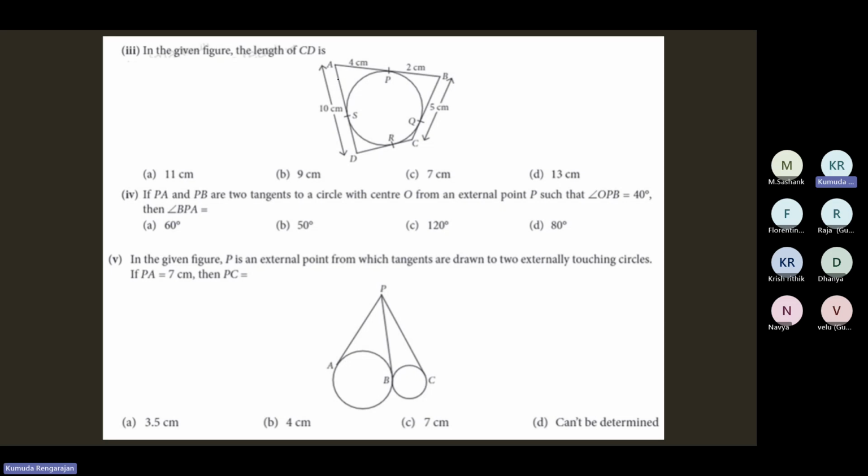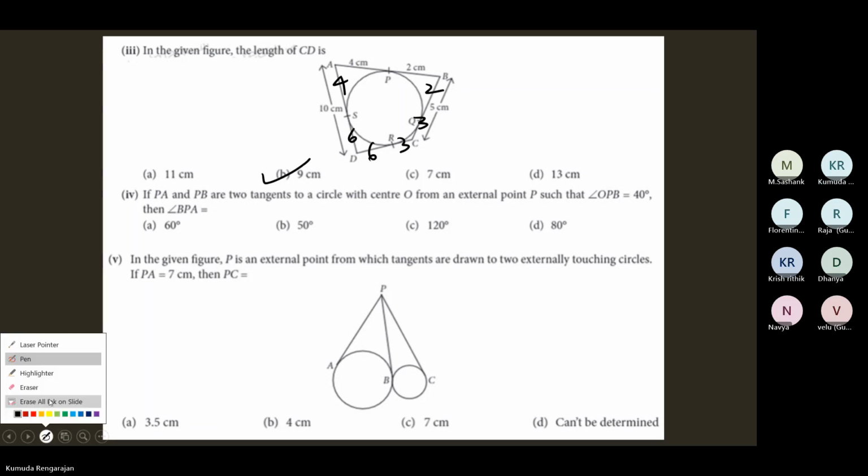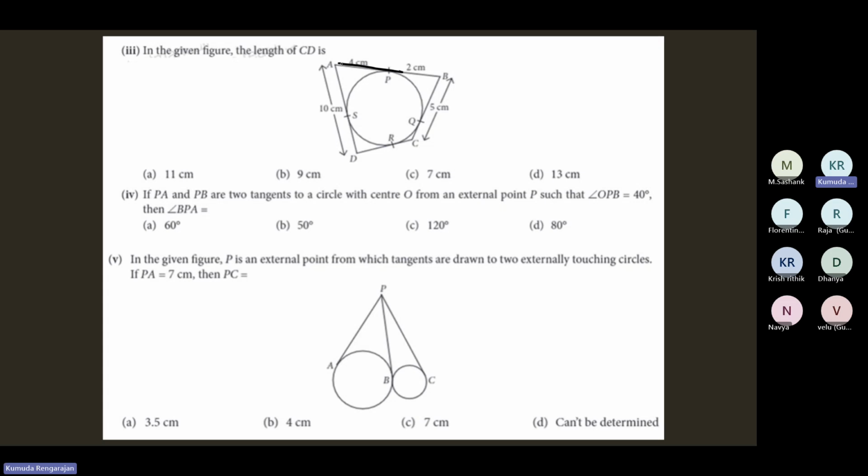CD. So this is 4, so this is 6, this is 6, this is 2, so this is 2, this is 3, 3, 9, correct? Yes, ma'am. Because this is 4, this is 4. The whole thing is 10, so this one is 6. 2, so it's 2 here. So the remaining part is 3, 5 minus 2, 3. So this one is 3, so 6 plus 3, 9.